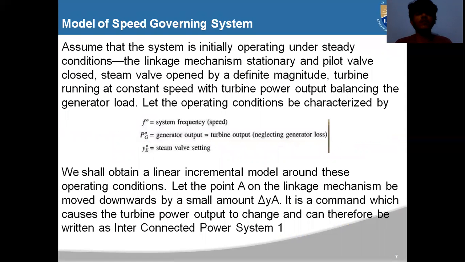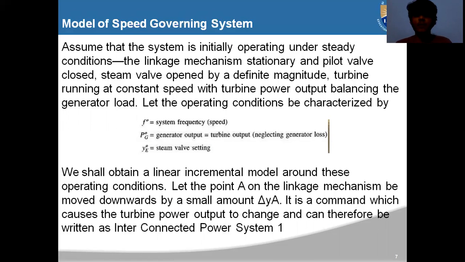And the next is the model of the speed governor. Let us assume a system which is initially operating under steady state conditions. The linkage mechanism is stationary and the pilot valve is closed. These are the initial conditions where the steam valve is opened by a definite magnitude. So the turbine is running at a constant speed with the turbine power output balancing the generator load.